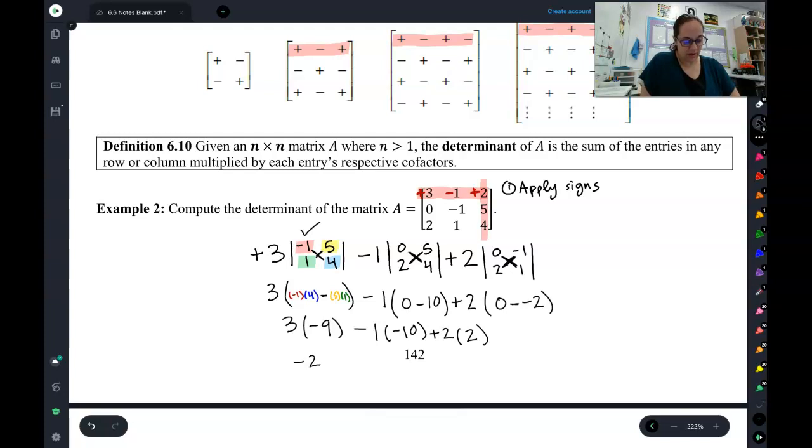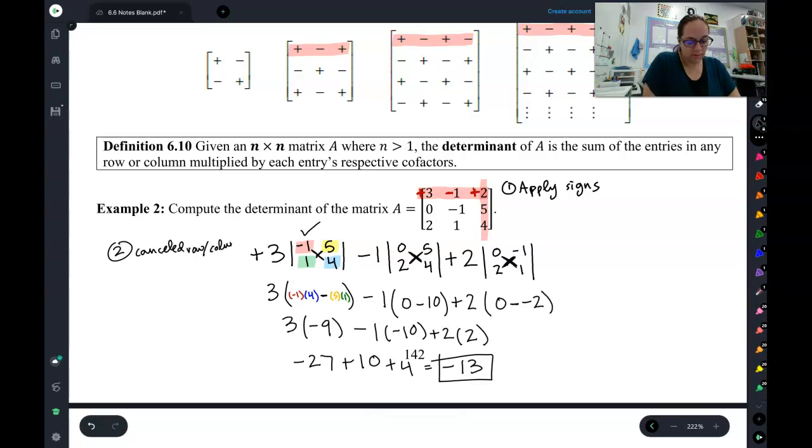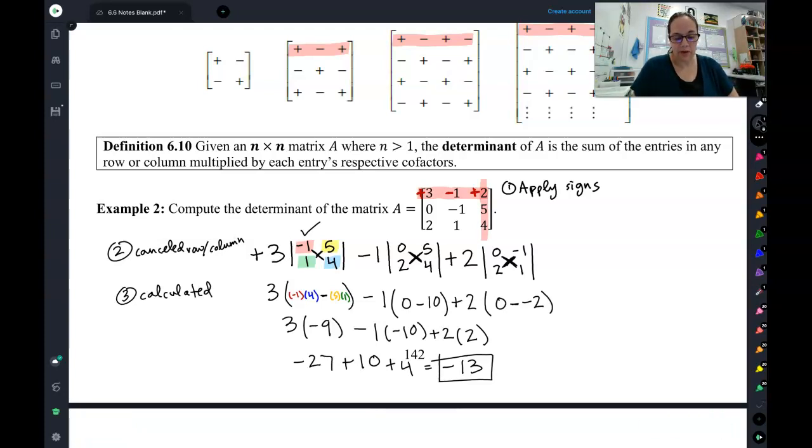So 3 times negative 9 is negative 27. Negative 1 times negative 10 is a positive 10. And 2 times 2 is a 4. And negative 27 plus 10 plus 4 is negative 13. So there's the determinant of your 3 by 3. So step 1, we applied the signs. Step 2, we canceled the rows and columns right here to get the remaining determinants. And then step 3, we calculated determinants from there. And that's how we take a 3 by 3 determinant.